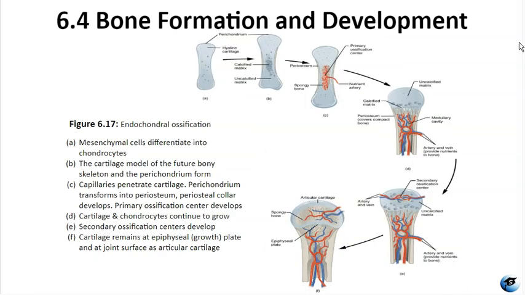Endochondral ossification progresses through 5 stages. Mesenchymal cells differentiate into chondrocytes, forming the cartilage model in the perichondrium. Capillaries penetrate the cartilage, leading to the transformation of the perichondrium into the periosteum and the development of a periosteal collar. Primary ossification centers form, followed by continued growth of cartilage and chondrocytes, while secondary ossification centers develop. Cartilage persists at the epiphyseal plate and joint surfaces as articular cartilage.